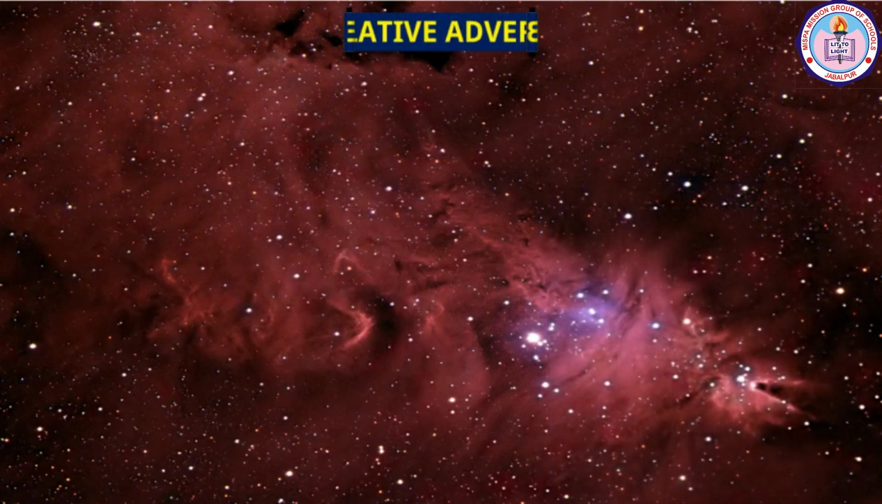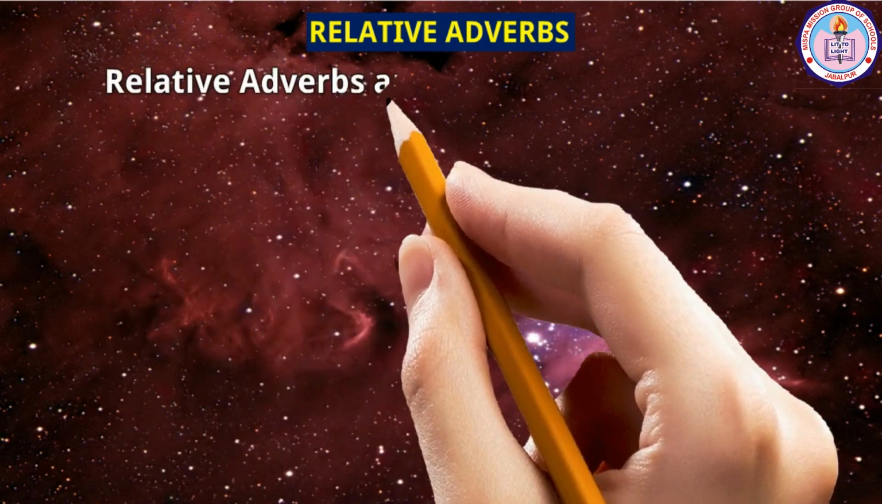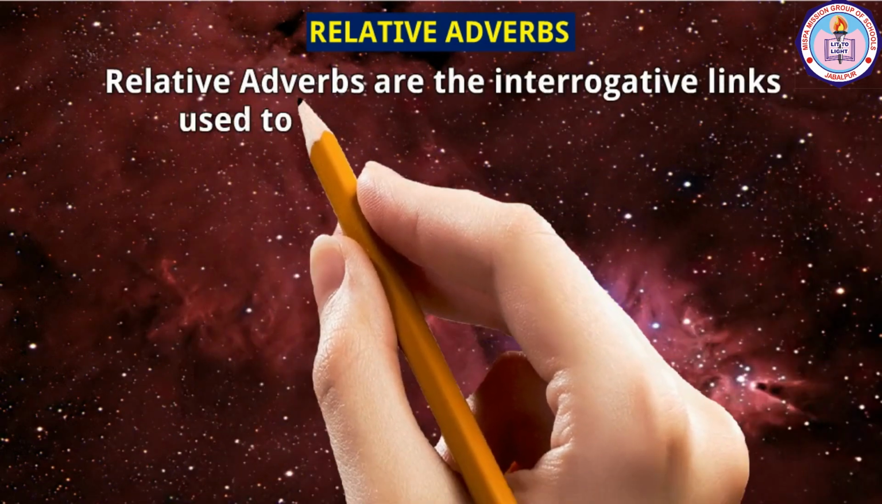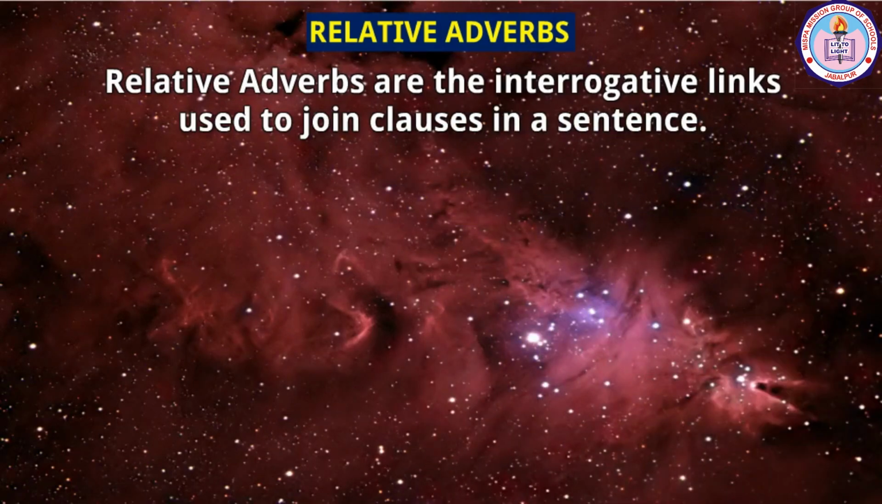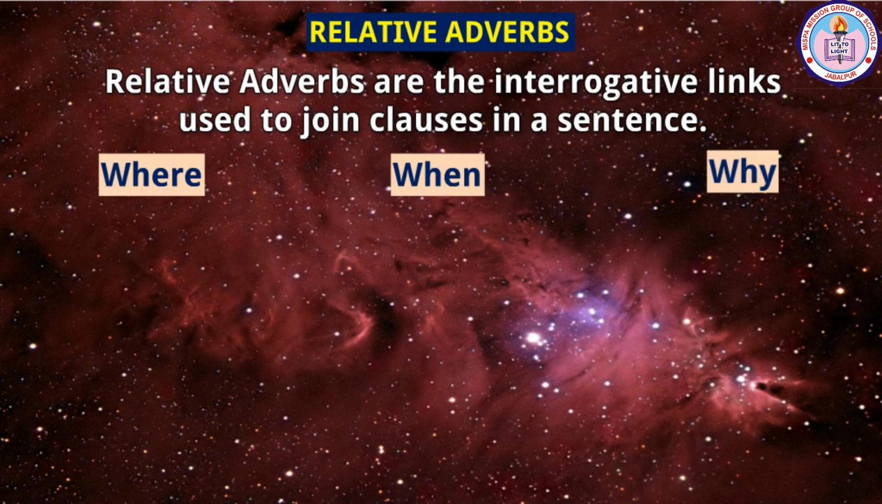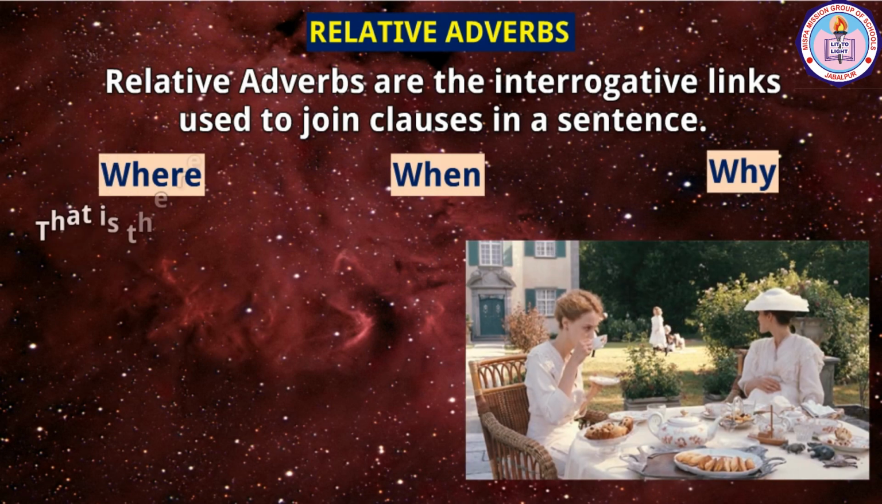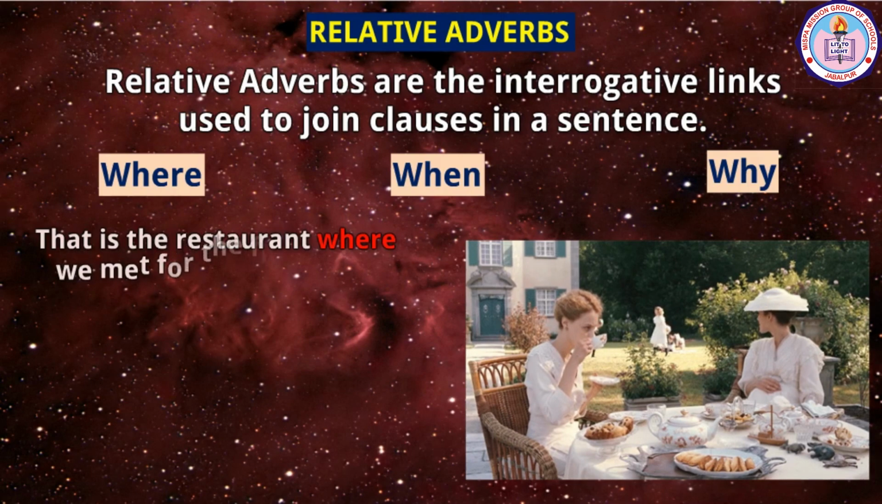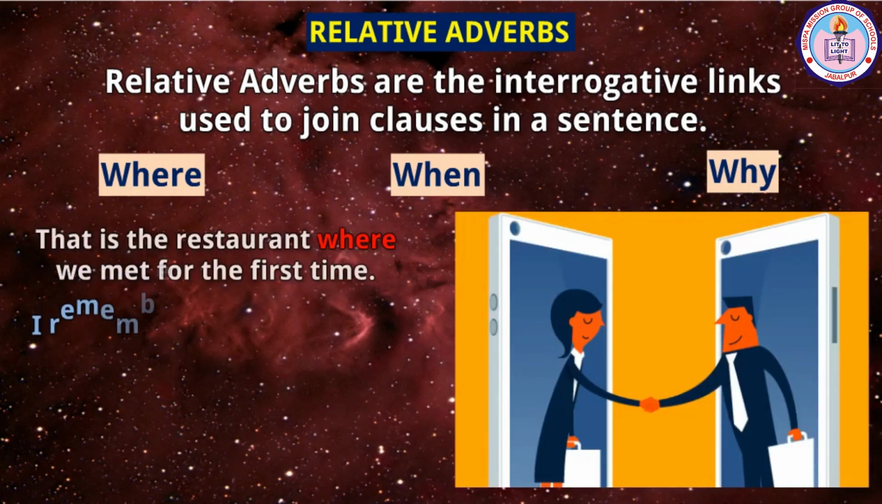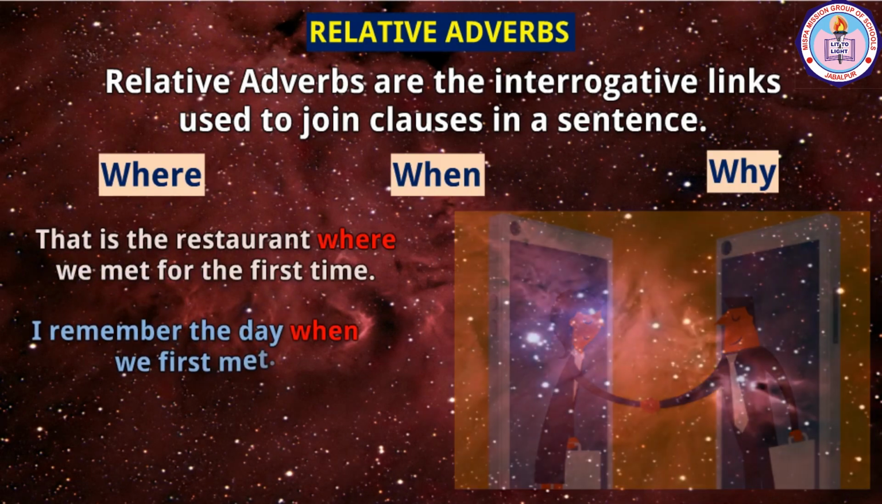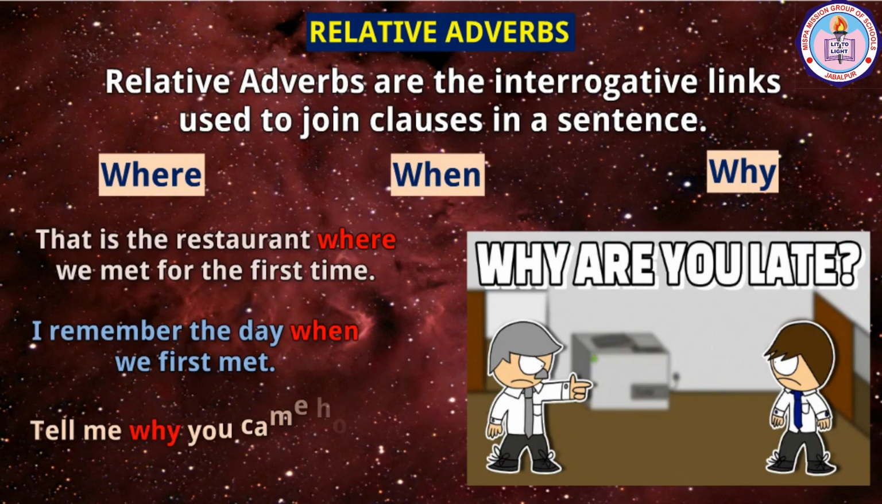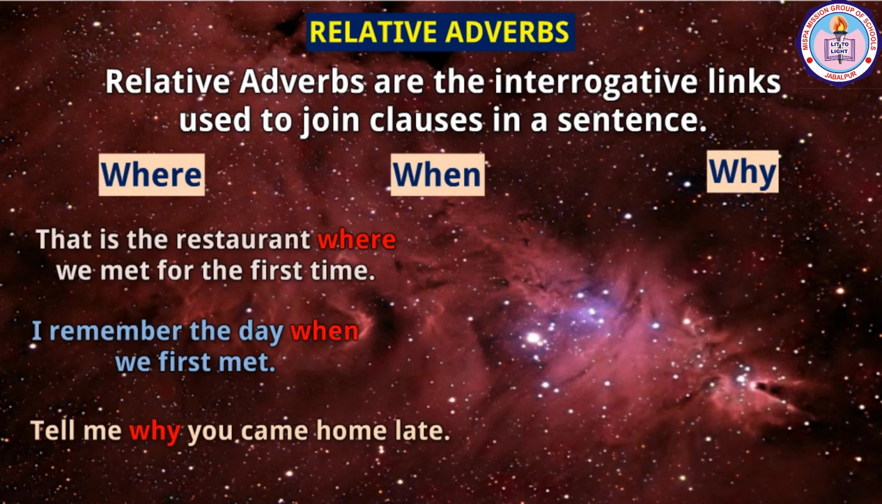Now let's see what are relative adverbs. Relative adverbs are the interrogative links used to join clauses in a sentence. They are where, when, and why. That is the restaurant where we met for the first time. I remember the day when we first met. Tell me why you came home late. Here the adverbs where, when, and why link two clauses in each sentence.